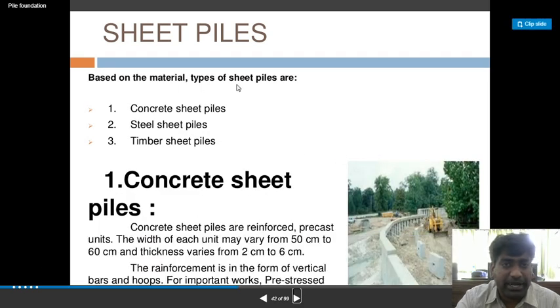Sheet piles. Based on the material, types of sheet piles are classified as concrete sheet piles, steel sheet piles and timber sheet piles. Concrete sheet piles are reinforced precast units. The width of each unit may vary from 50 cm to 60 cm, and thickness may vary from 2 cm to 6 cm. The reinforcement is in the form of vertical bars and hoops.